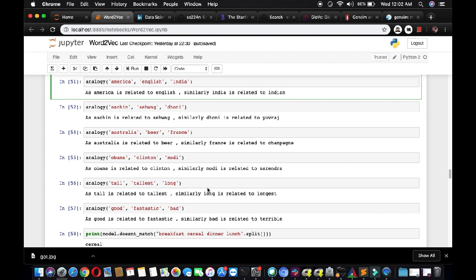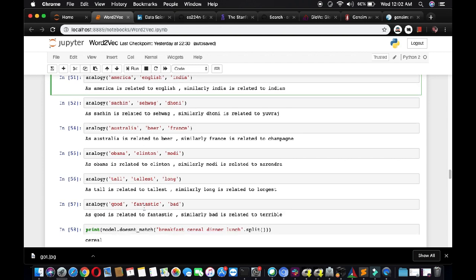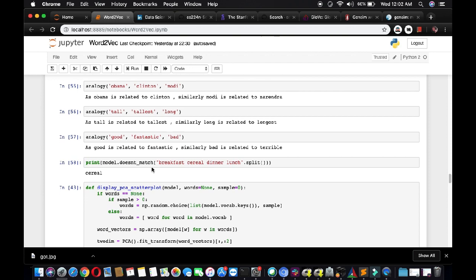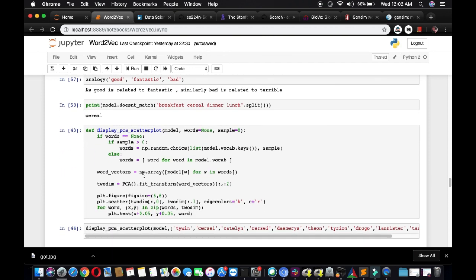As tall is related to tallest, similarly long is related to longest. Good is related to fantastic, bad is related to terrible. So yeah, this is very awesome, right? You understand that very well. So also we can find the word that doesn't match. Okay, so it's like odd one out. So breakfast, cereal, dinner, lunch. Cereal is the odd one out. Makes sense.